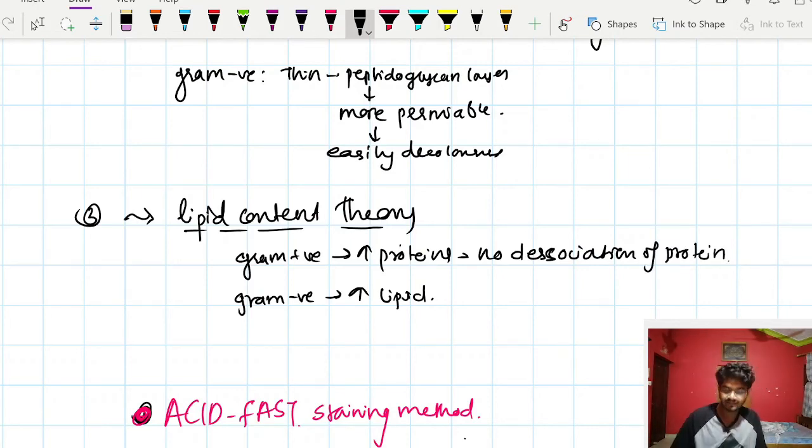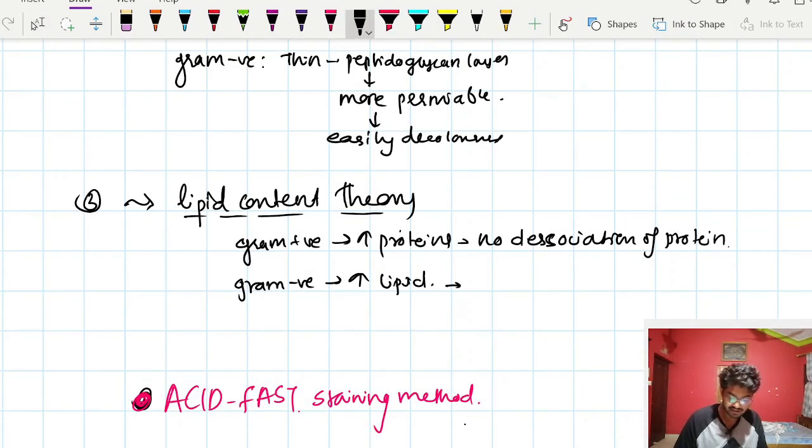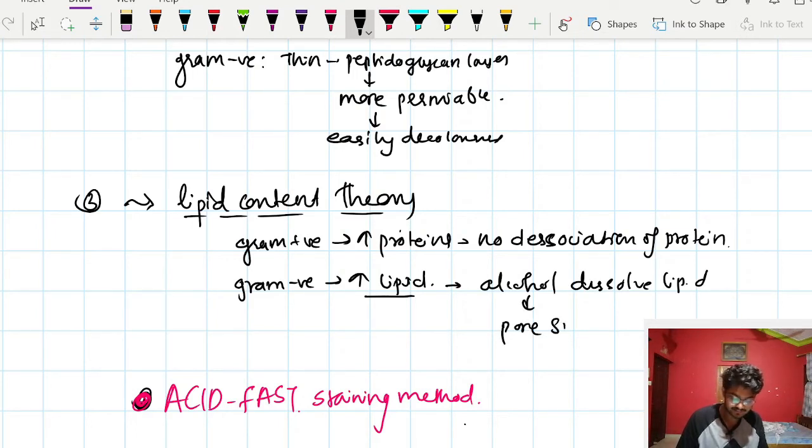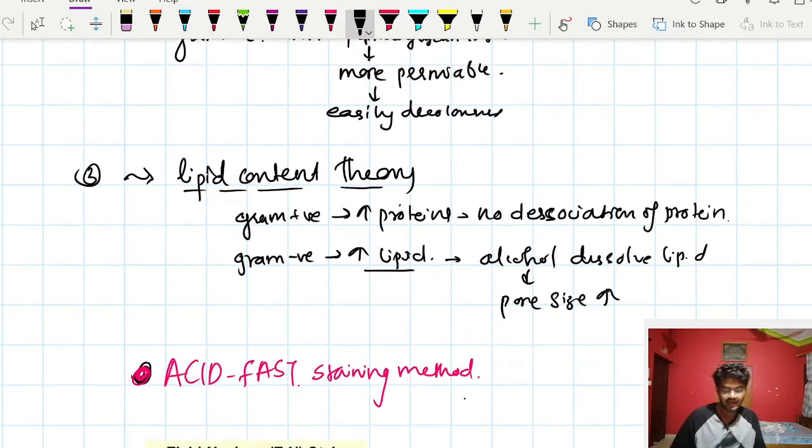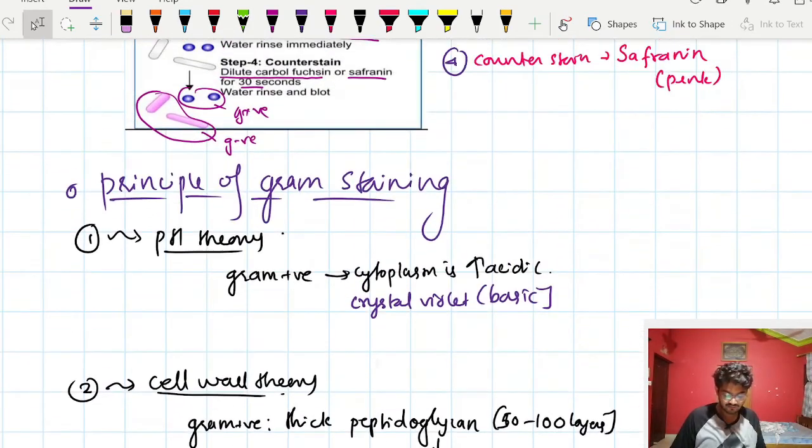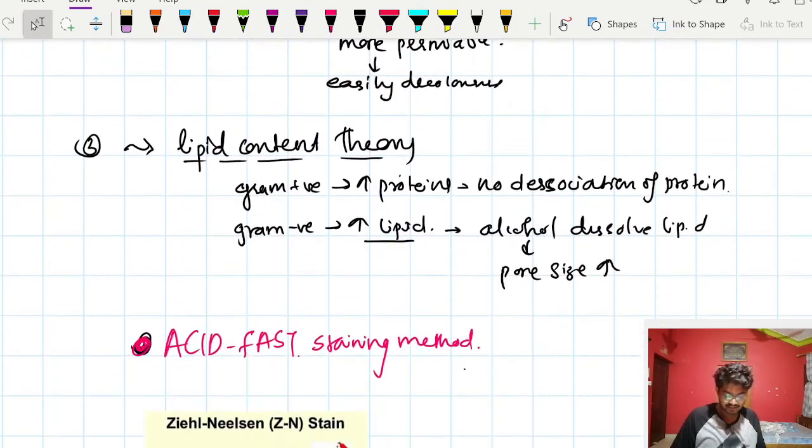So pore size will remain the same or will decrease in size and act as a good barrier. But due to the increased lipid content in the gram negative bacteria, when we add a decolorizing agent, that is acetone or alcohol, the alcohol dissolves lipid, so pore size will increase. So the primary stain will easily be washed off and it will take a counter stain, that is our safranin. Okay, so these are the three theories of gram staining: pH theory, cell wall theory and lipid content theory.